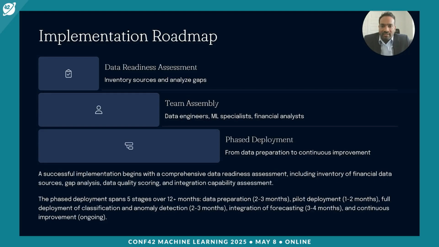So this ties back to the step of organizing and figuring out your data sources. Your first step would be to conduct an assessment to identify your data readiness before you think about buying a machine learning model or a vendor. And once you have that step, the next step would be to assemble and create a team of data engineers and ML specialists and financial analysts. And this step is really the most important step.